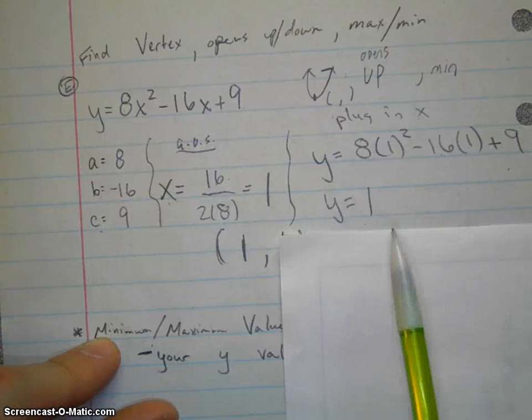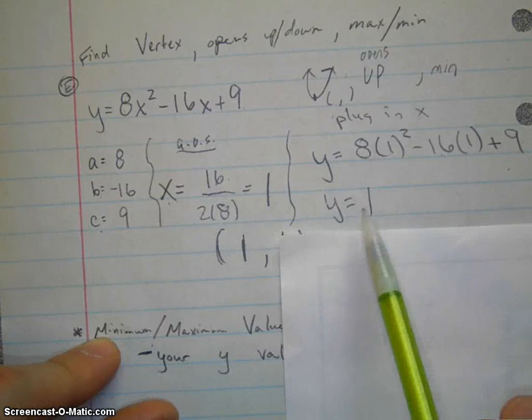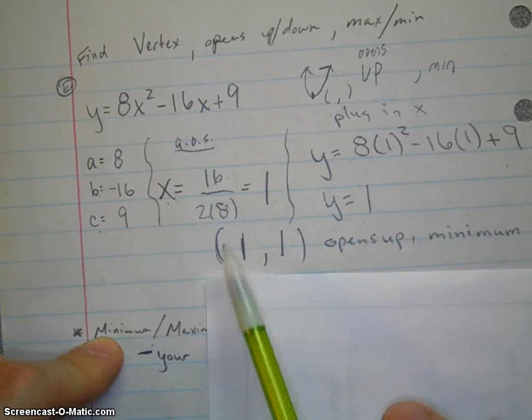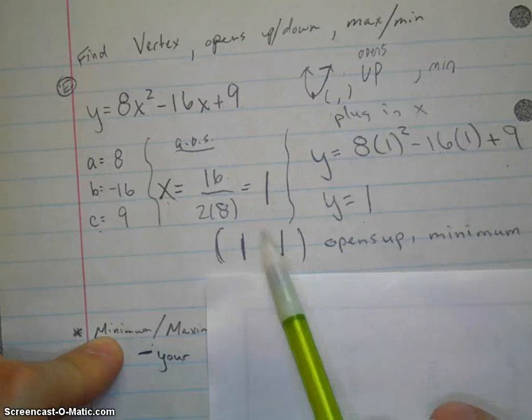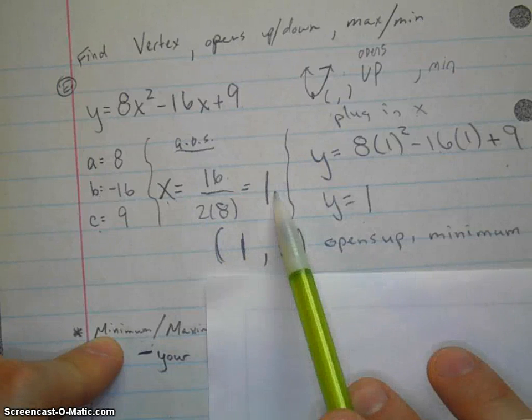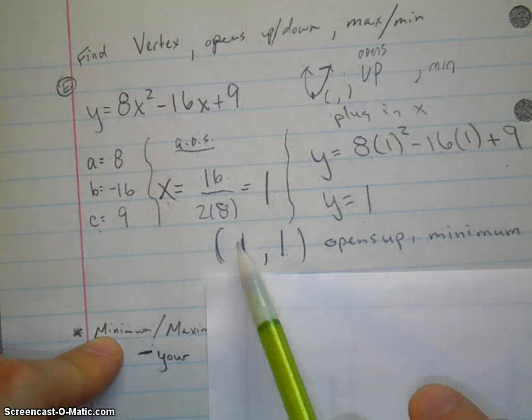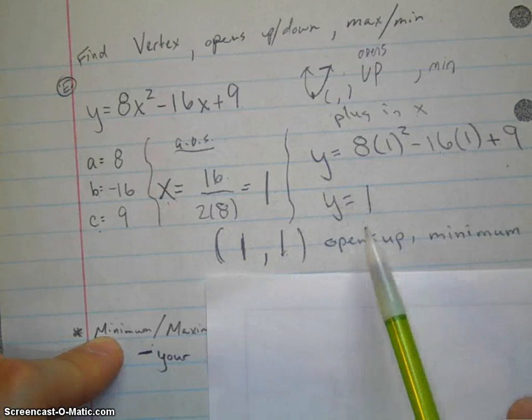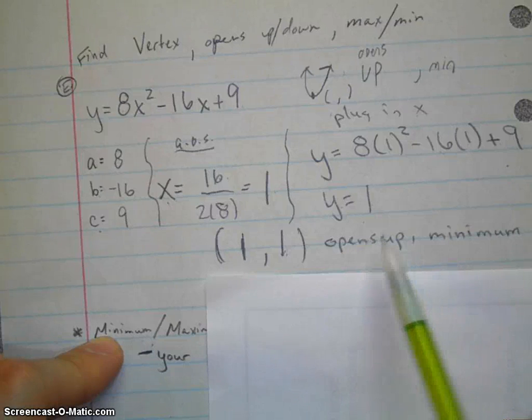And once you get your answer, you hit enter, you get y equals 1. So my vertex will be (1, 1). My x was 1, and my y equaled 1. And again, this graph will open up, giving me a minimum.